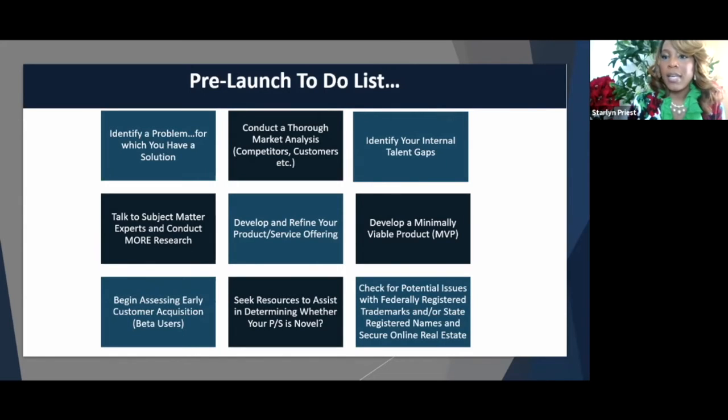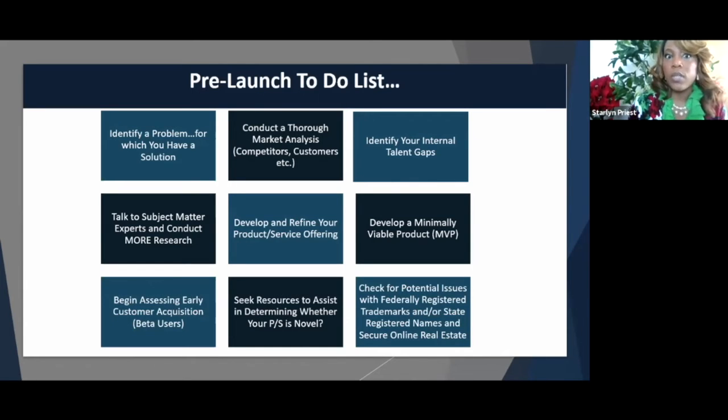So maybe you have this idea, maybe you do have a team, but you may not have all of the talent needed to move this forward. So you want to think about those things even in advance of starting a company to really gain some understanding of what's missing. Another pre-launch to-do list item would be talking to subject matter experts and just conducting even more research. After you think you've researched, research some more.